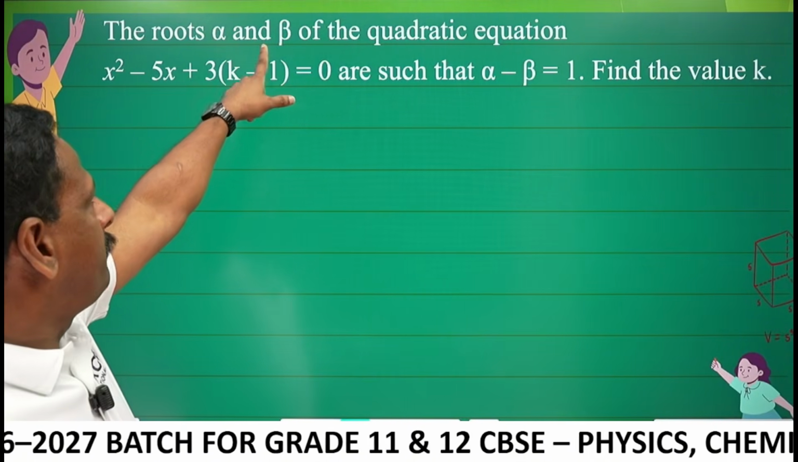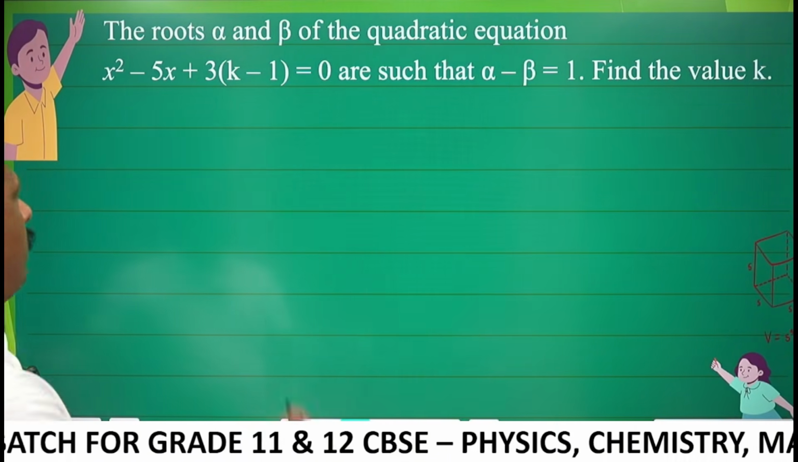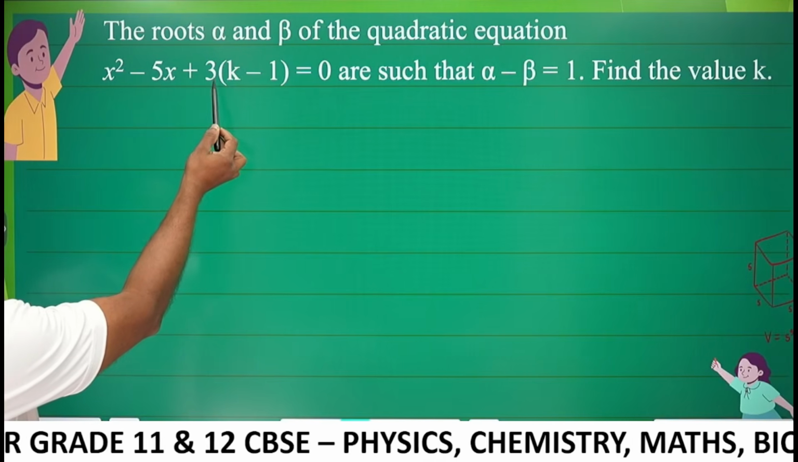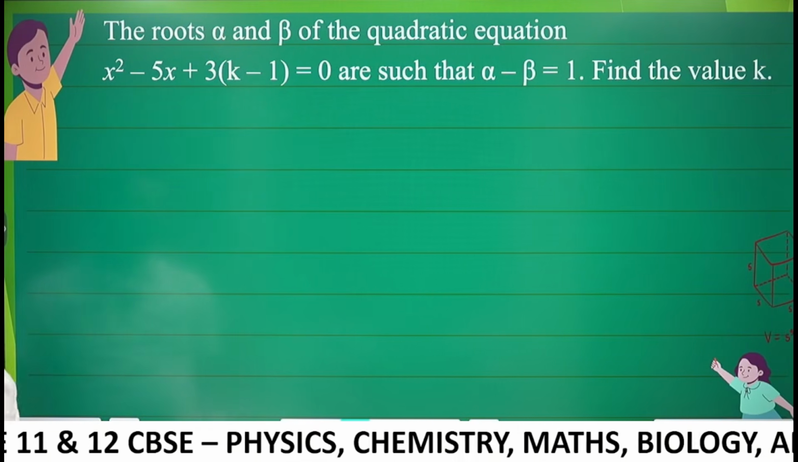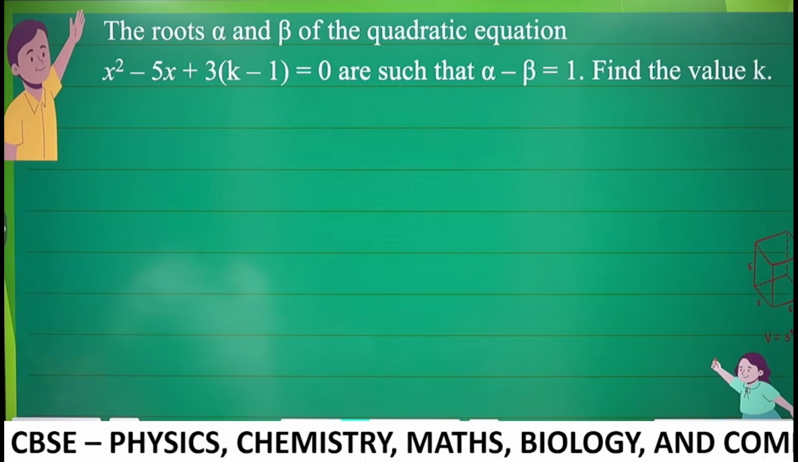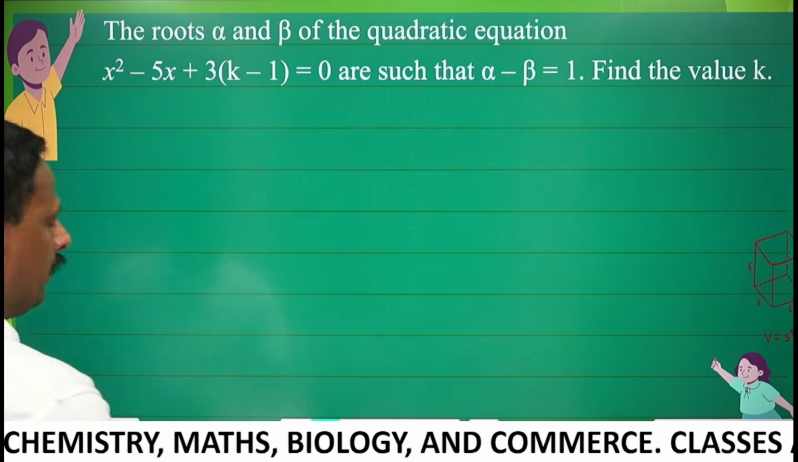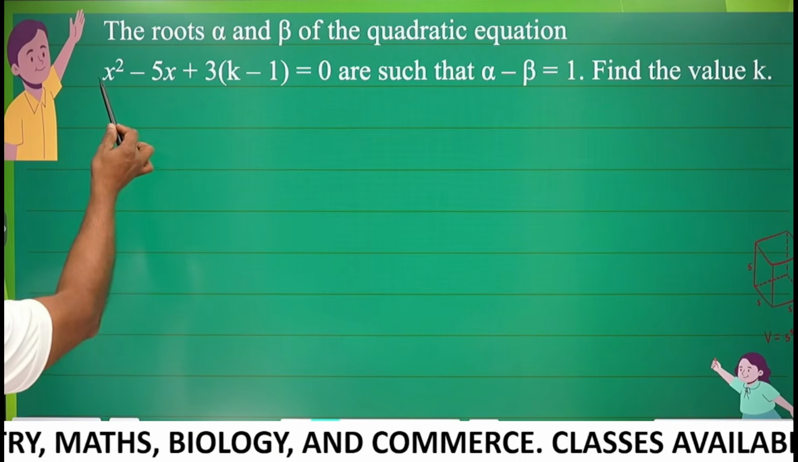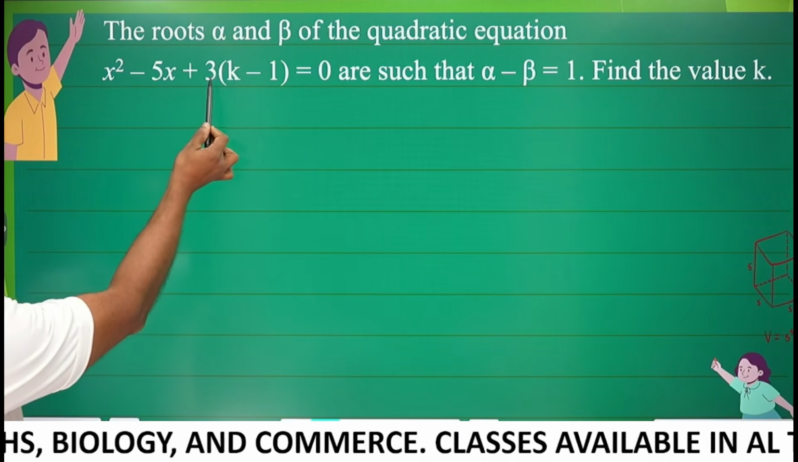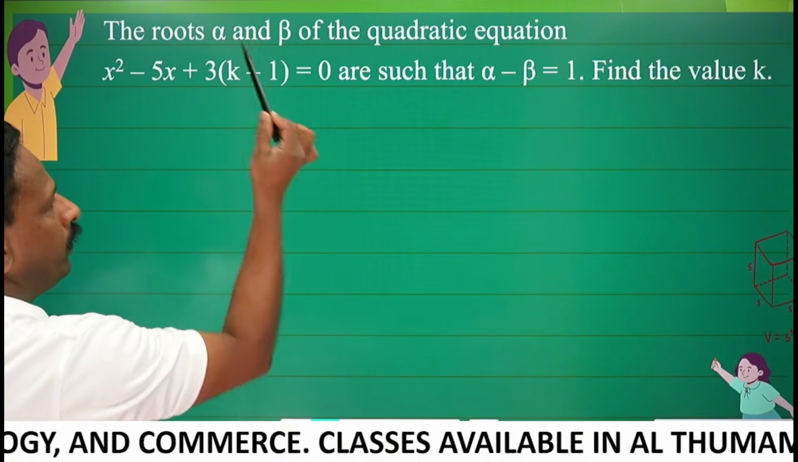The roots alpha and beta of the quadratic equation x square minus 5x plus 3 into k minus 1 equal to 0 are such that alpha minus beta equal to 1. Find the value of k. So here the quadratic equation given is x square minus 5x plus 3 into k minus 1 equal to 0.